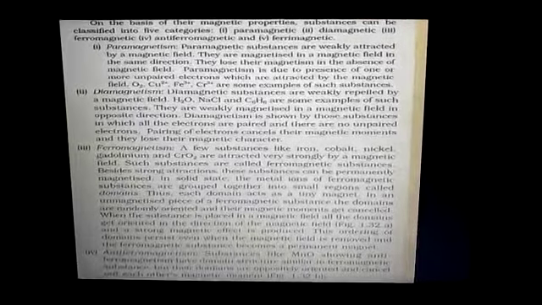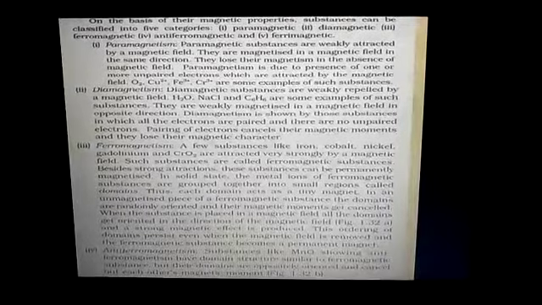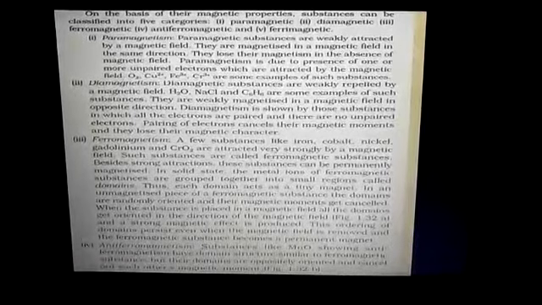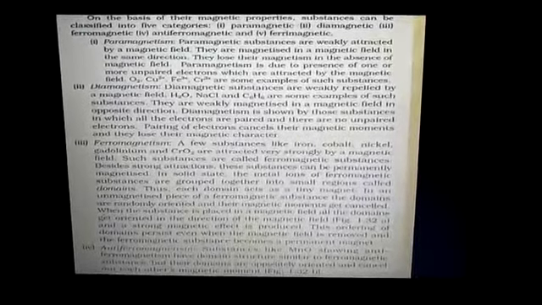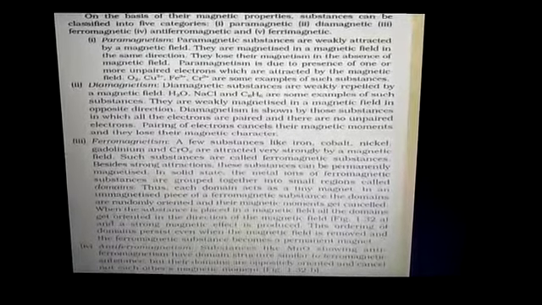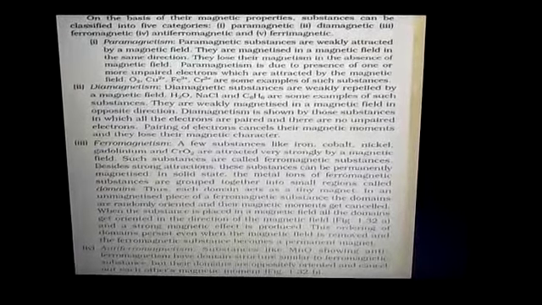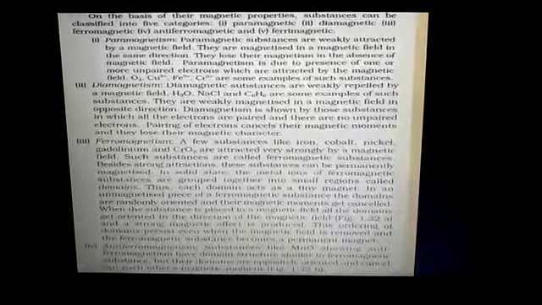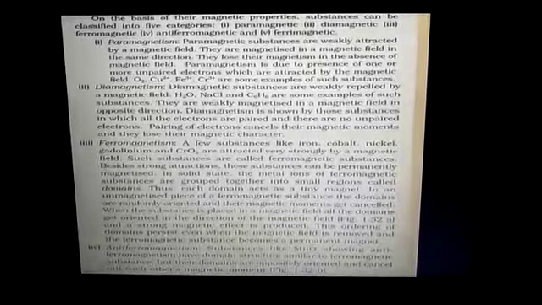Number 1, paramagnetic substances. The substances which are attracted by the external magnetic field are called paramagnetic. The property thus exhibited is called paramagnetism. This property is shown by the substances whose atoms, ions or molecules contain unpaired electrons. Example: O2, Cu+2, Fe+3, Cr+3. These substances, however, lose their magnetic properties in the absence of a magnetic field.